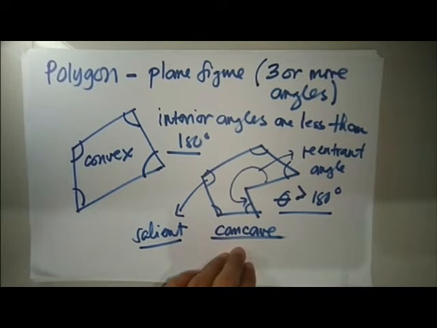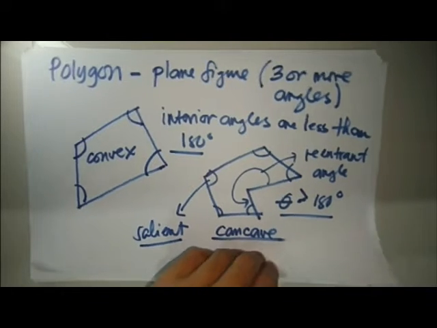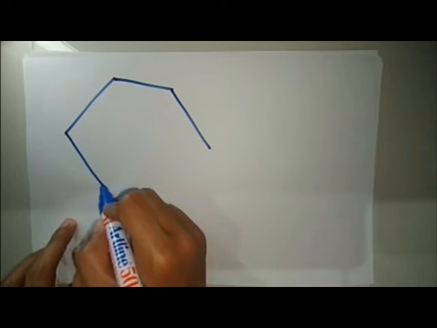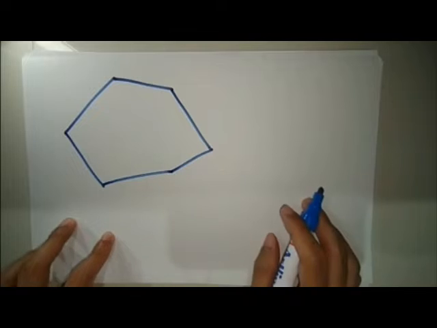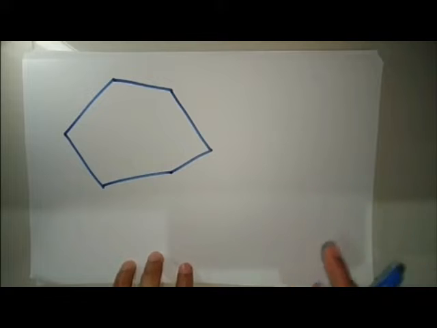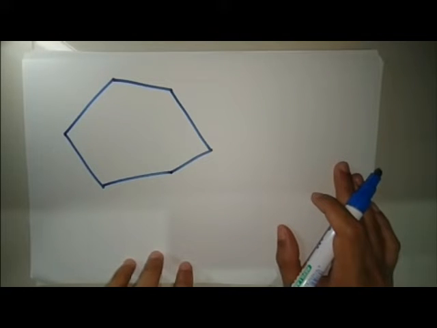So let's proceed to the relationship between the diagonals of a polygon. For example, here we have a polygon, a plane figure, with 1, 2, 3, 4, 5, 6 sides. So this is a hexagon. The names of polygons depend on their number of sides. If you have 3 sides, that is a triangle. 4, quadrilateral. 5, pentagon. 6, hexagon. 7, heptagon. 8, octagon. 9, nonagon. 10, decagon. 11, undecagon. 12, dodecagon.